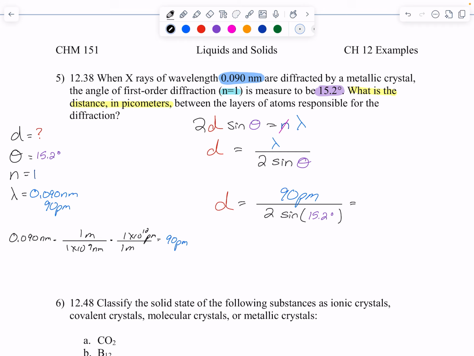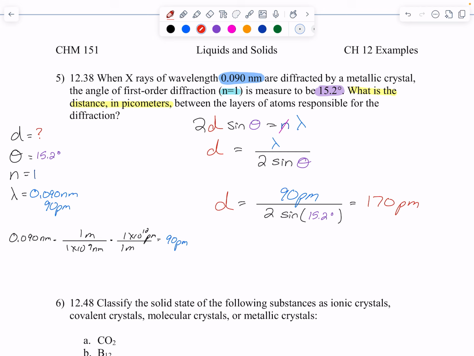And if we do that, I got 171.6, and we only have 2 sig figs, so it's 170 picometers. Now, if you do this in your calculator and it gives you something like 92.5, you're in radians and you need to go to degrees. That's the mode of the calculator. Make sure you're in degrees, because we're using degrees here.